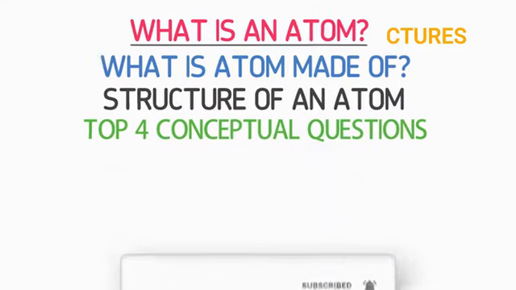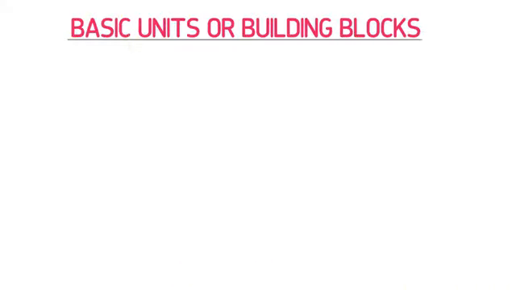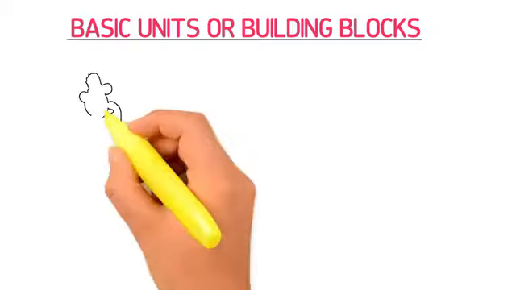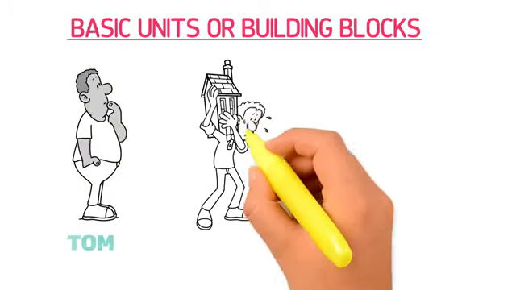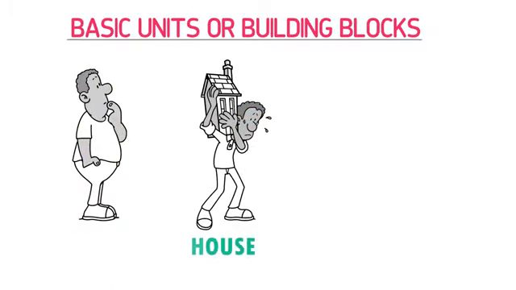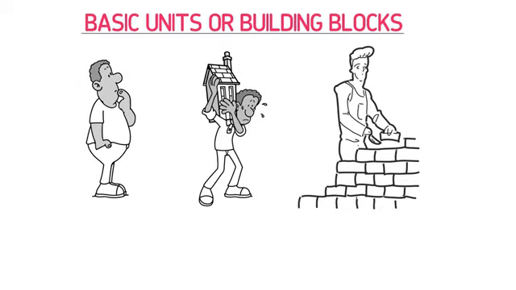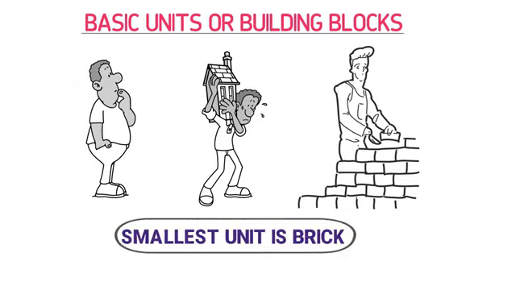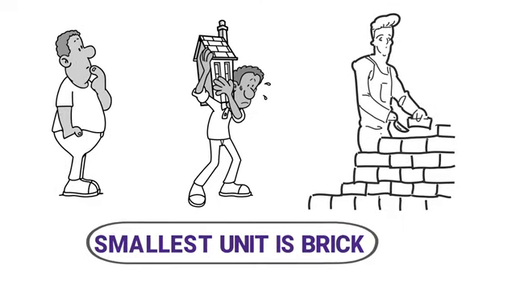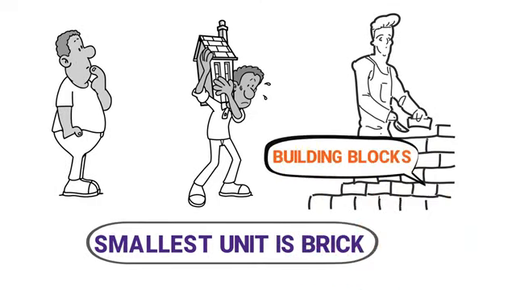Firstly, let me teach you the concept of basic unit or building blocks. Consider Mr. Tom. He wants to build this house. What does he need for it? Well, he needs bricks in order to build this house. Thus, the smallest unit of this house is the brick, or you can say that it is the brick that is making the house. Therefore, we also say that the building blocks of this house are bricks.